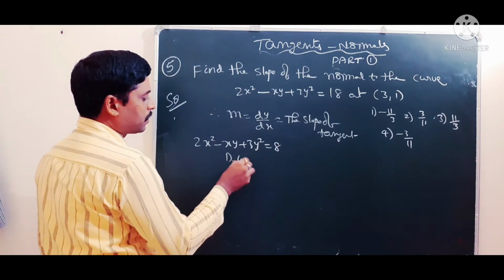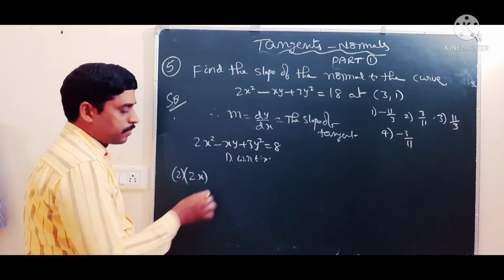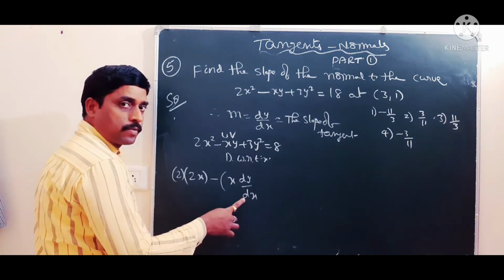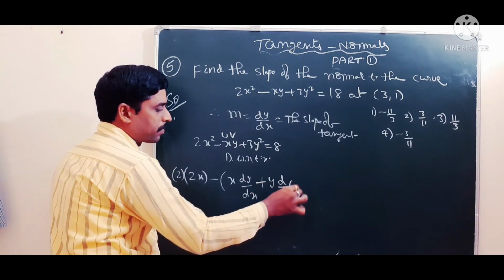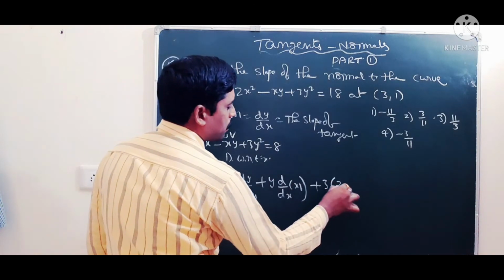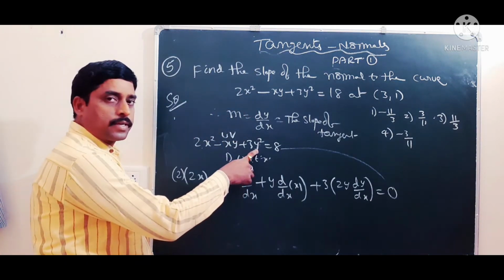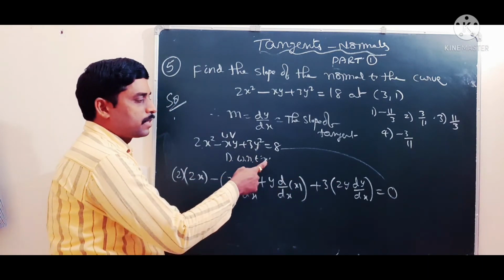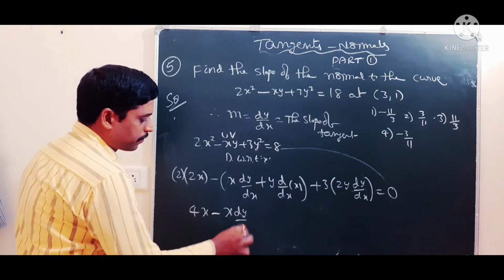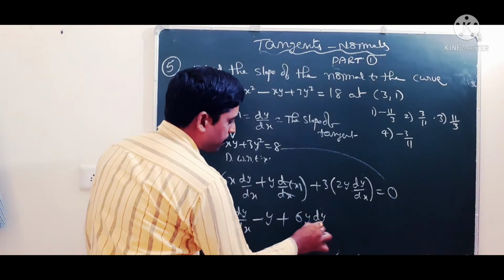Now applying the derivative on both sides with respect to x. So 2 is a constant, differentiation of x² gives 2x, minus, by using the uv formula, u times the derivative of v plus v times the derivative of u: x dy/dx plus y d/dx of x, plus 3 times the differentiation of y², which is 2y dy/dx. 8 is a constant, so its derivative is 0. The differentiation of y² is 2y, but y differentiated with respect to x gives dy/dx. So this is 4x − x dy/dx − y + 6y dy/dx = 0.